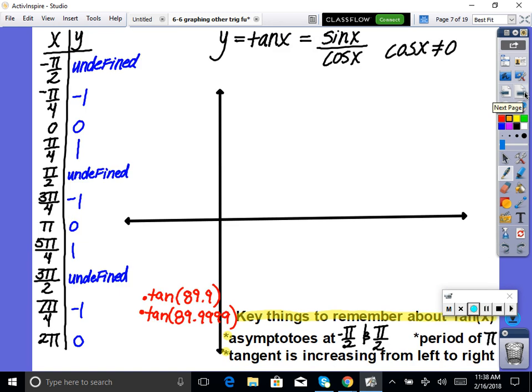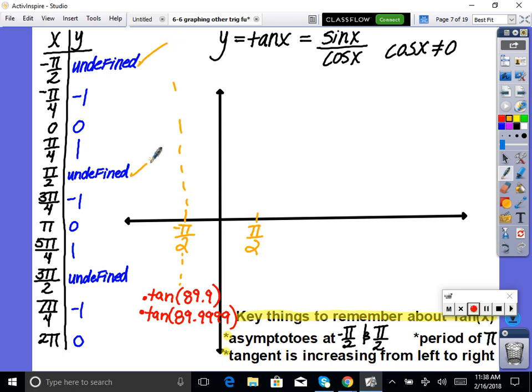Okay, I just listed out those points. This is going to really help you see how to graph tangent with all the trigs. So we already did these points. I've just listed them out like this. So the first thing we do for tangent is put in all of our vertical asymptotes. So let's start here. If we start at negative pi halves, that would be my first vertical asymptote. And then the next one is at pi halves, isn't it?